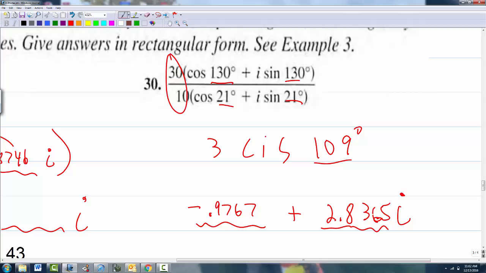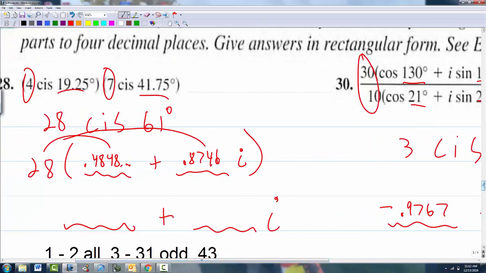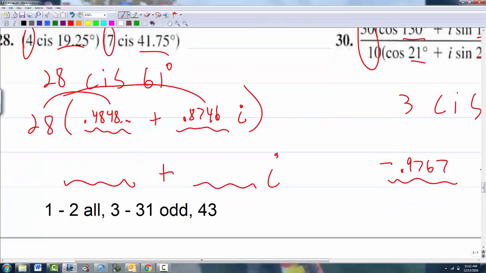Okay, so make sure when you do your homework, you do 1 through 2 all, not skipping any. And then 3 through 31 odd, and then 43.